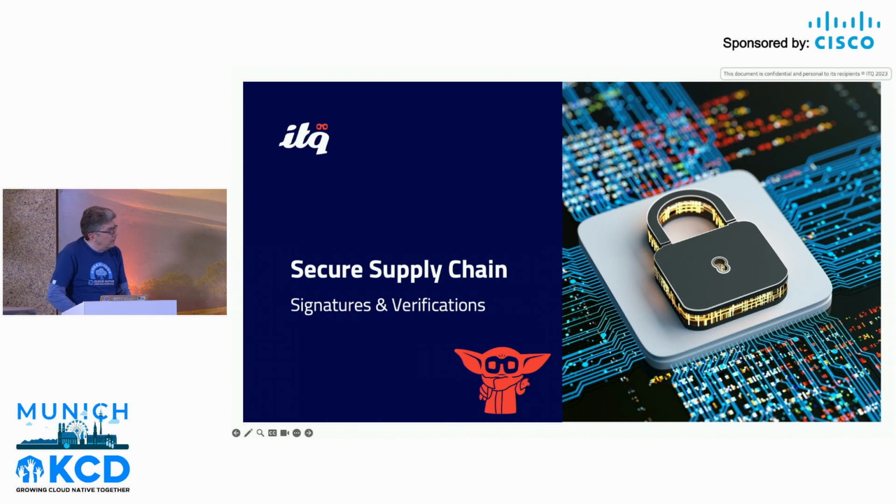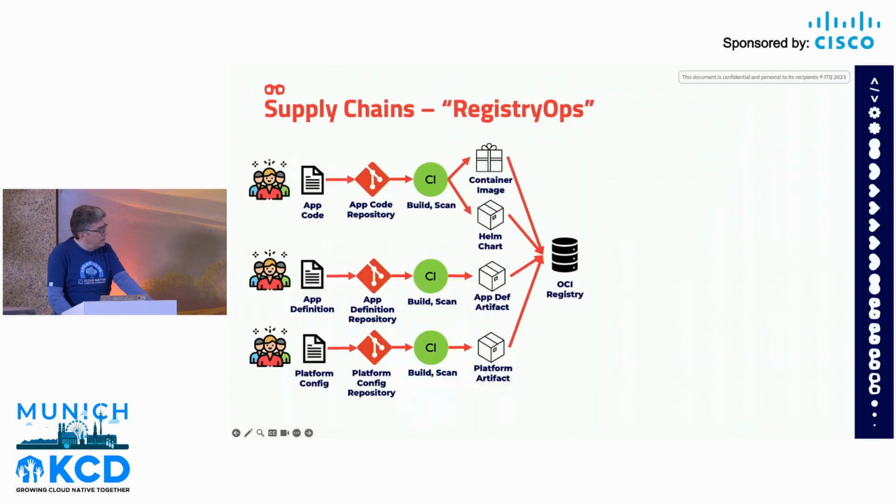Now, because we use an OCI registry, we can put a layer of security on top of this by signing all the artifacts inside the OCI registry in the producer area, and verifying them before applying in the consumer part, so in the Kubernetes cluster. Let's see how with the next slides.